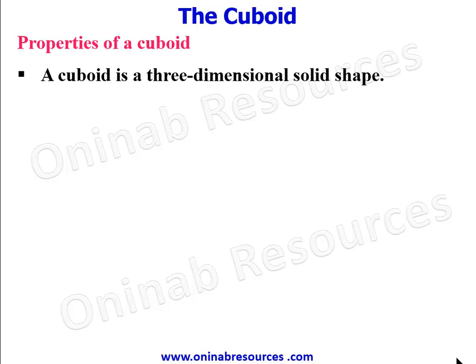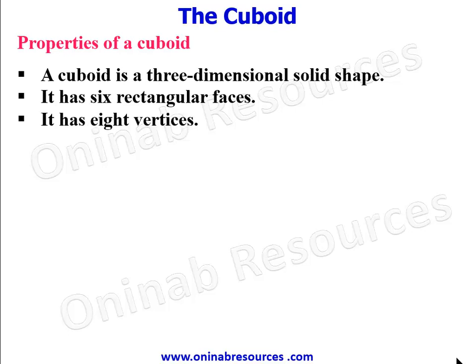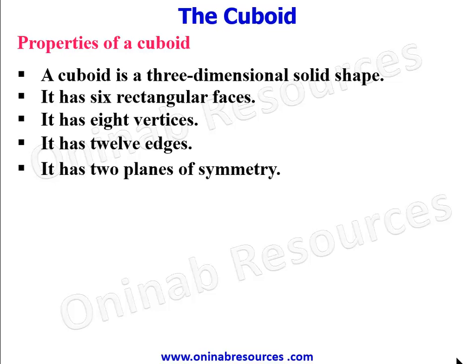A cuboid is a three-dimensional solid shape. It has 6 rectangular faces. It has 8 vertices. It has 12 edges and it has 2 planes of symmetry.